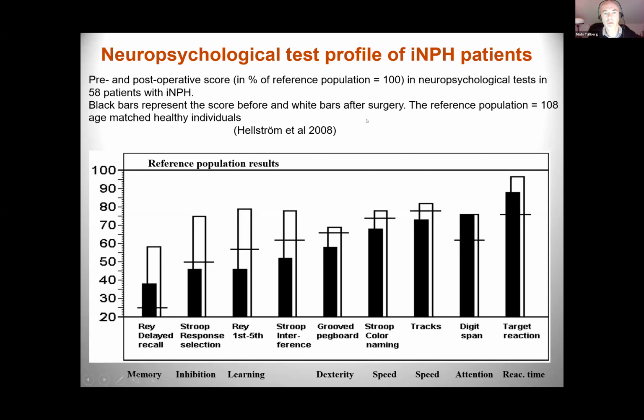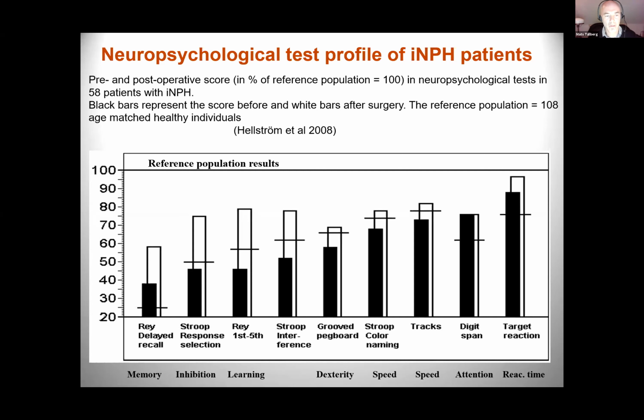And this is a paper from our neuropsychologist Per Hellström in 2008 showing a test profile in INPH patients, measured here as a score from 0 or 20 here up to 100, which is the reference results from age-matched population. And you can see on the tests here, the black bars are at diagnosis and the white bars are post-operatively.